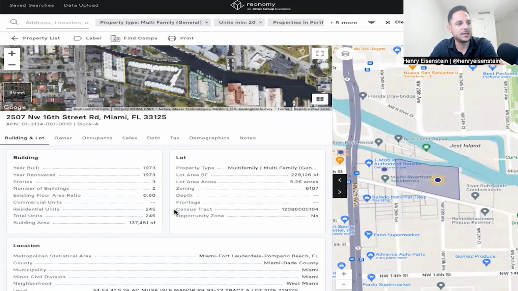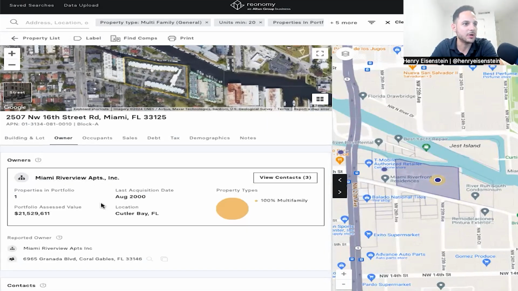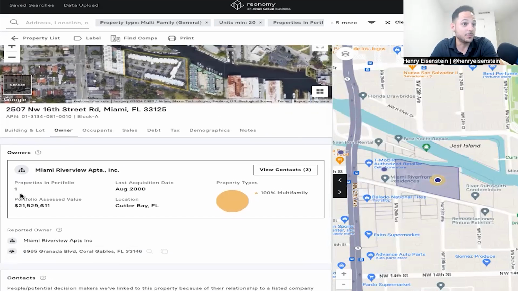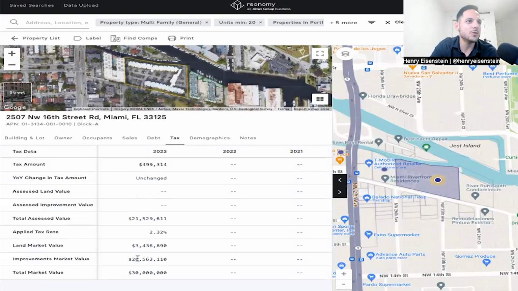But the point of being here is that this property's worth tens of millions of dollars, and the odds of us getting in touch with a mom and pop owner, which this person might actually be, Riverview Miami Apartments. I'm not going to scroll down and give their contact information away, but you could look here. It says they only have one property. This actually might be a decent option, but they're evaluating this property at $21 million. So you just need to be prepared going into this. This is $500,000 a year in taxes. Just know what you're getting yourself into.